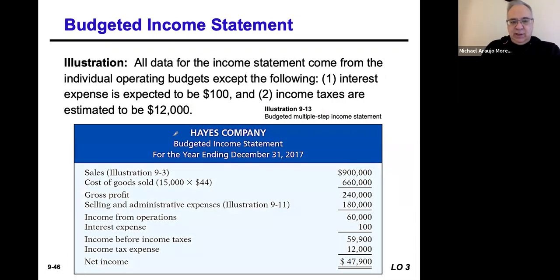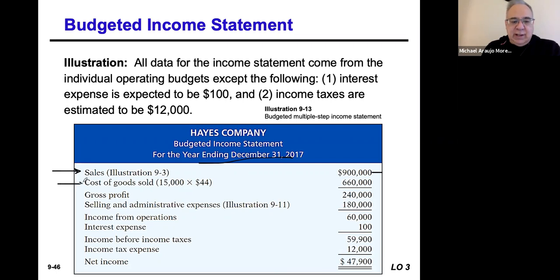So here's your budgeted income statement. As income statements go, sales are the first line. So we know, if you look at the budget, that's based on illustration 9.3. We knew that our expected sales for the year, again, this is for the year ending December 31st, $900,000 is your total sales. That's what you're expecting from that.